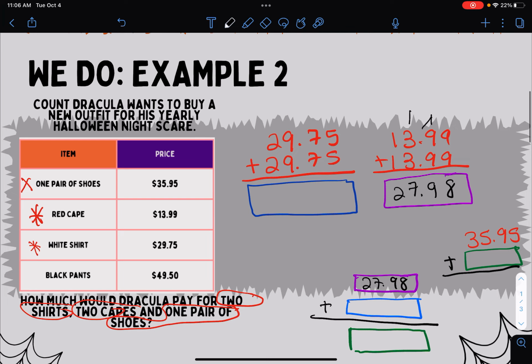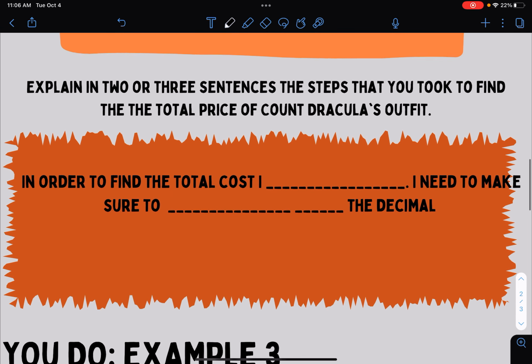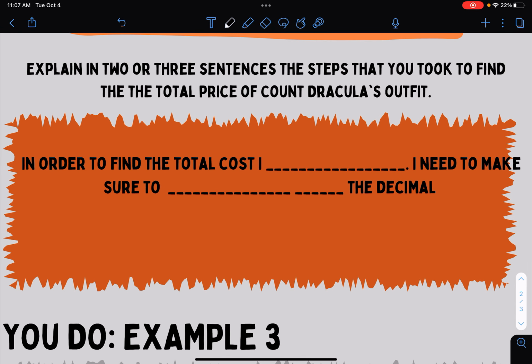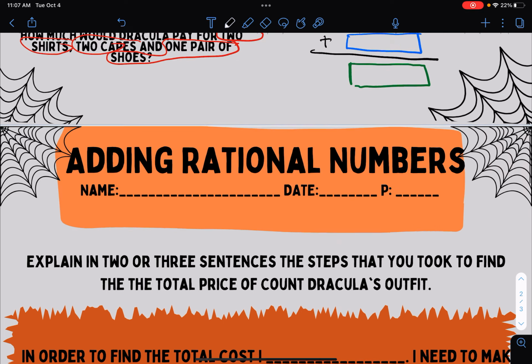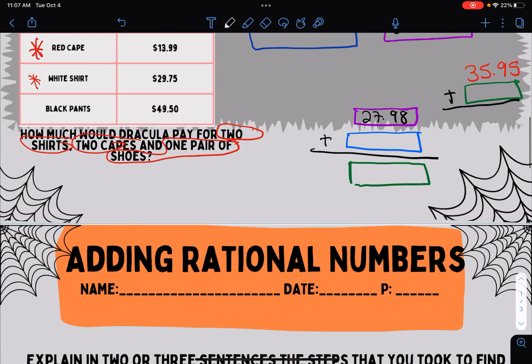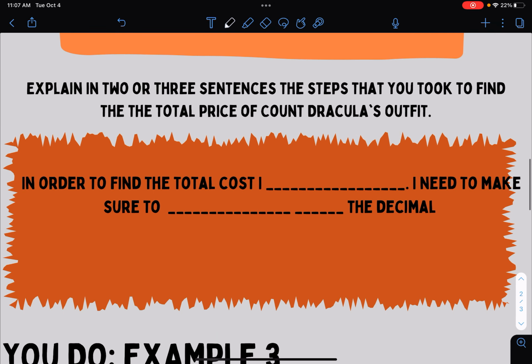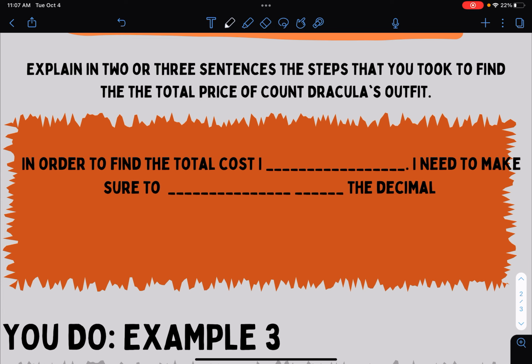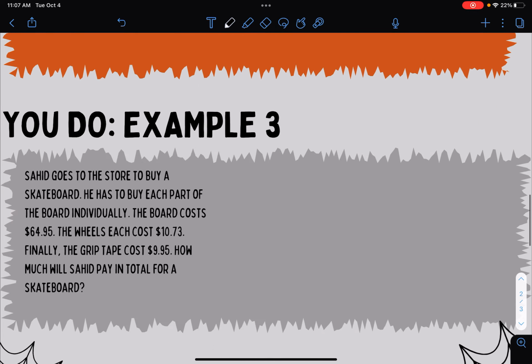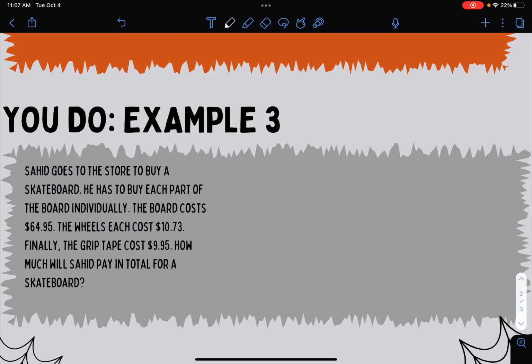When you're done with that, you're going to explain in complete sentences, in 2 or 3 sentences, the steps that you took to find the total price of Count Dracula's outfit. So essentially, you're explaining the we do in sentences here. Okay? So go ahead, pause your video, complete that. Then you will complete the you do. The you do is completely independent. Okay?